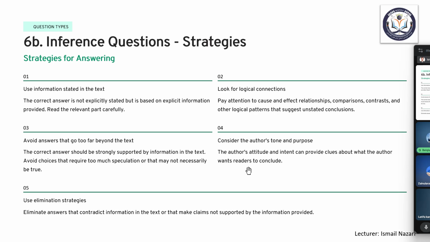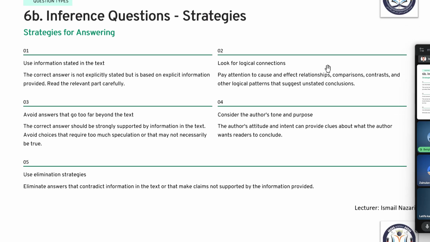And the fourth thing is we need to check the author's tone, the author's purpose in the text. And finally, we'll go directly back to the answer choices and do the process of elimination. We'll remove the answer choices that are incorrect first, and then the remaining one would be our right choice. So this is how we can answer the inference question.